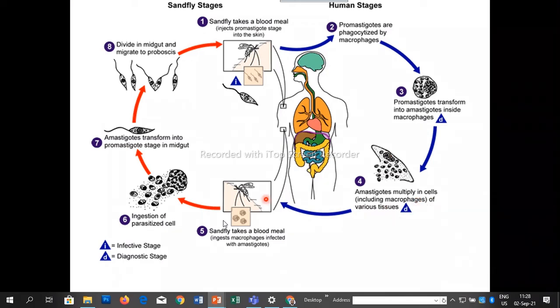Then the sandfly, which comes to take a blood meal again, will ingest macrophages infected with amastigote. Then there is a rupture of the parasitized cell. Amastigote will transform into the promastigote stage in the midgut of the parasite, divide in the midgut, and migrate to the proboscis, or the mouth of the parasite. Then it becomes infective promastigote that is transmitted to humans during another blood meal.